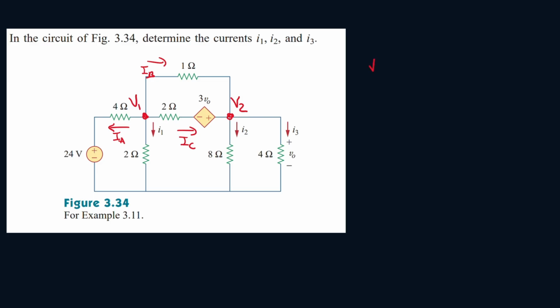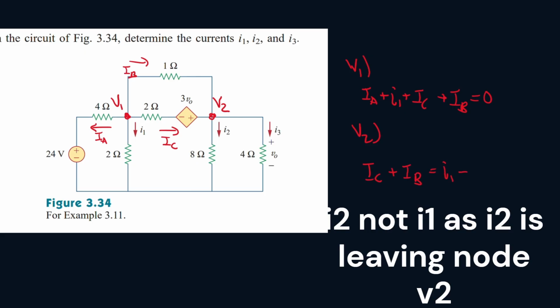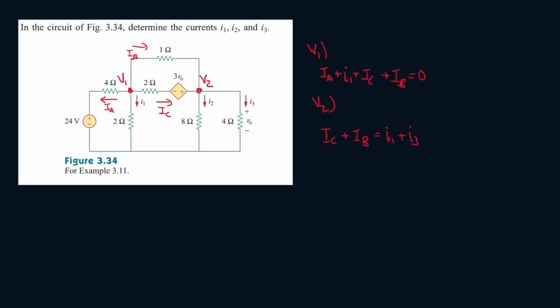Let's write the equation for node V1. So we see everything's leaving the node. So it'll be IA plus I1 plus IC plus IB equals 0. Okay, and let's write the equation for node V2. So it'll be IC plus IB as they're entering the node, and it's equal to I1 plus I3 as they're leaving the node. Now let's start by writing the equations for all of the I's.